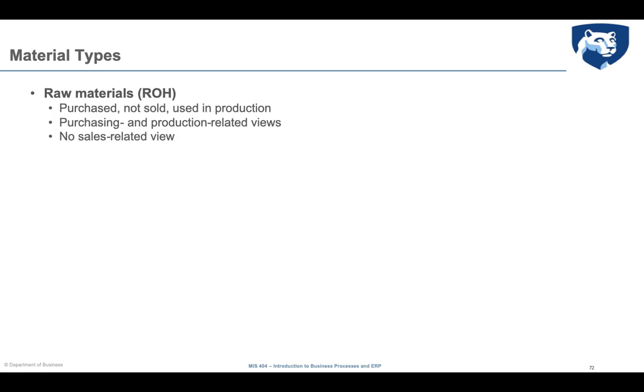Which material types can we find in SAP? We distinguish raw materials, ROH, which are all the materials that are purchased externally and not sold for any reason, but are used in production. Of course, raw material will have purchasing data and production data because they need to be included in production.